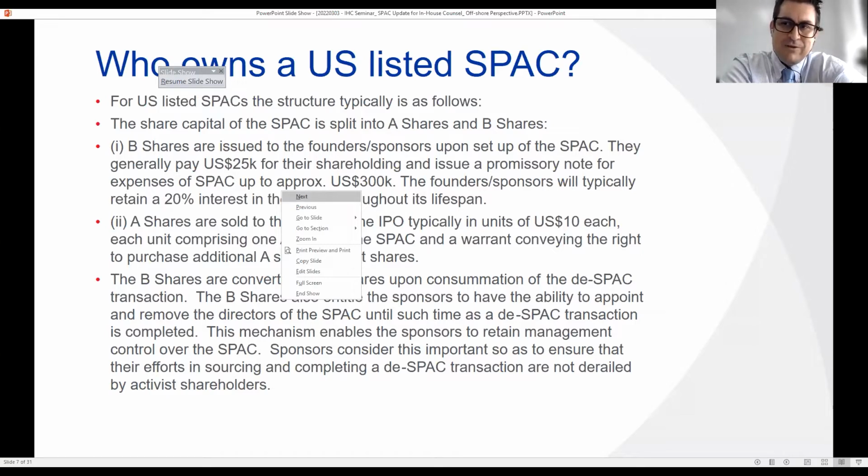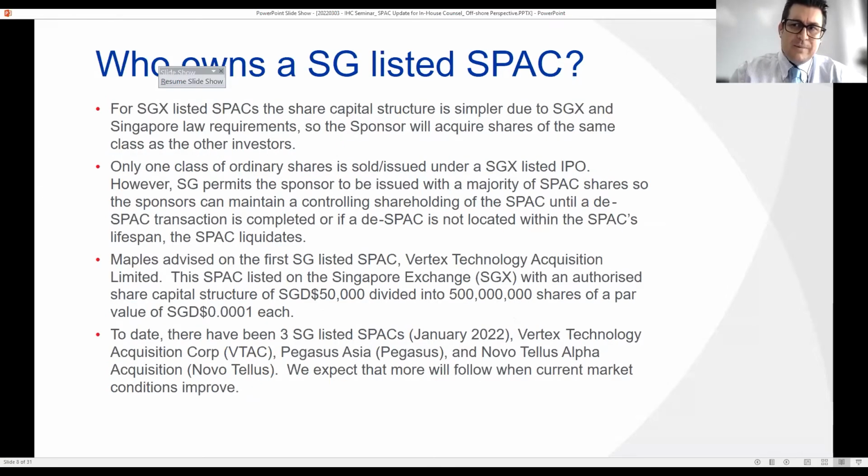We don't see preference shares issued under a SPAC IPO. They may occur on a de-SPAC, but typically it's just an A or B share capital structure. For Singapore listed SPACs, the structure is simpler. It's just the same class of shares. And so rather than an A-B class share capital structure, there is only the one class of ordinary shares, and that class is held both by the investors and by the sponsor.